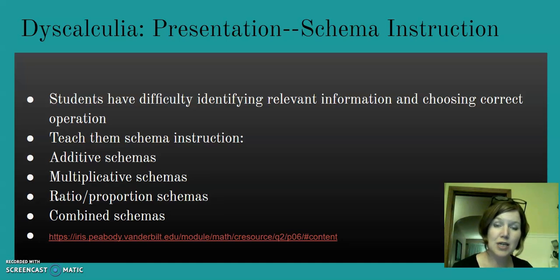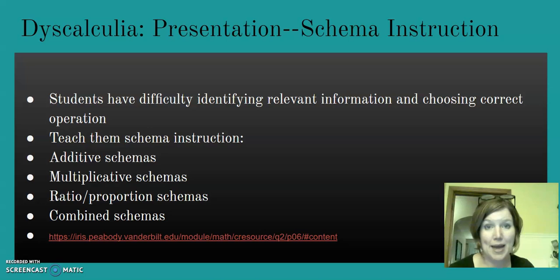And it's about teaching, instead of teaching little teeny words within a word problem like all together and removed, those kind of words, it's about teaching the students about the whole attribute of a type of word problem. They call it the structure of the word problem. And so that when they read a word problem, they can kind of put it into a couple of different types of word problems, and I actually listed them here. The additive schemas, the multiplicative schemas, the ratio proportional, or the combined.